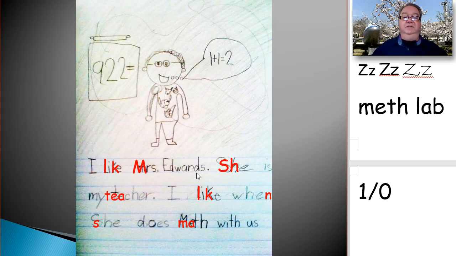I like Mrs. Edwards. She is my teacher. I like when she does math with us. And the final thing is we are missing a period at the end of the sentence. So how many mistakes were there? I'd say 1, 2, 3.